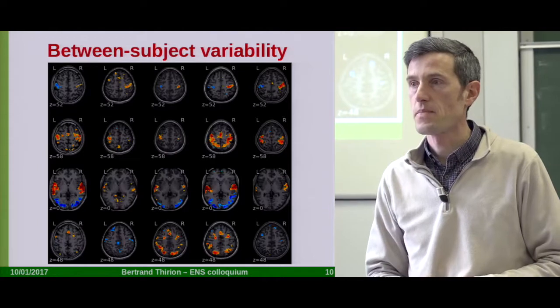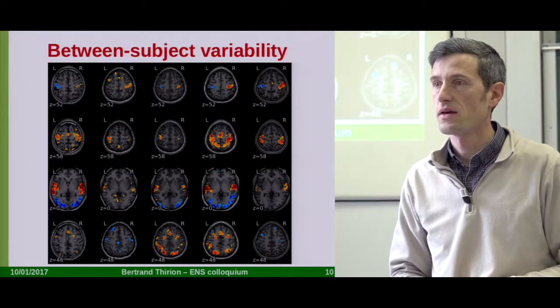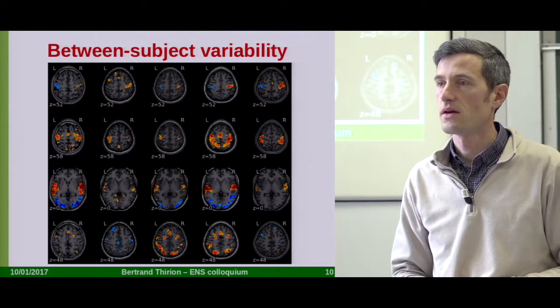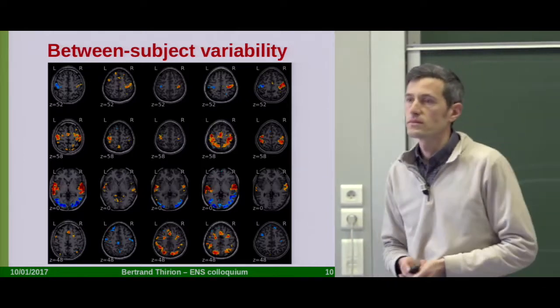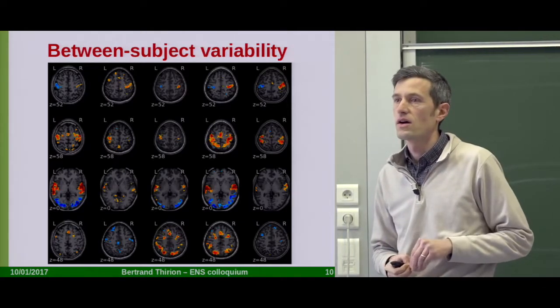For example, we talked about motor cortex. Is the localization of the motor cortex the same from one individual to the other? What could be the explanation that the region is displaced from subject to subject? Should we try to correct for that?